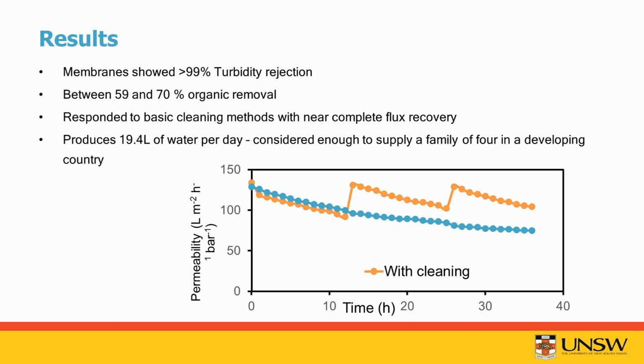We were still seeing solid rejection all the way through this process. So the important thing here is that we were able to develop a cheap system using recycled membranes to produce 20 liters of water per day, and easily scalable. We could just make more plate and frame, make a slightly bigger system for implementation in decentralized systems.